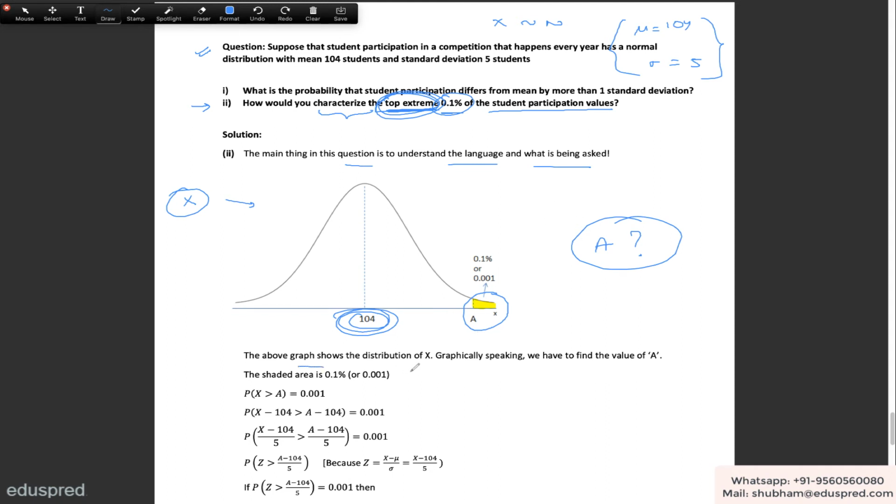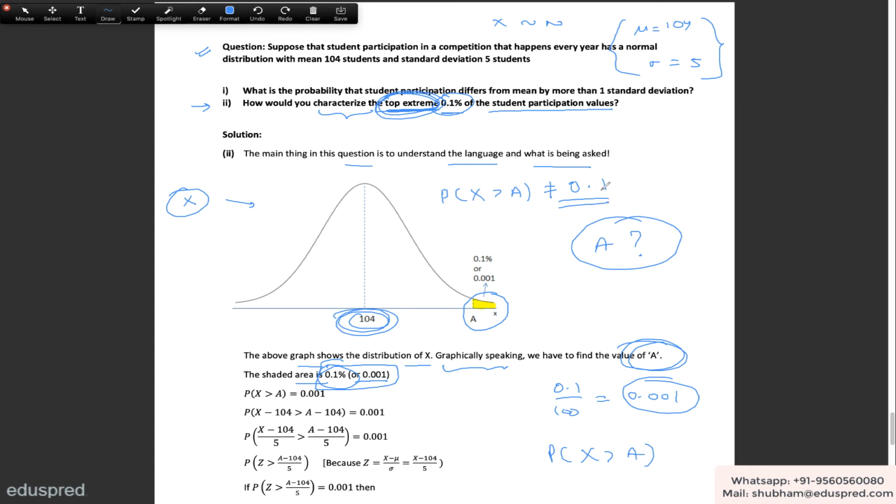So the above graph shows the distribution of x. Graphically speaking, we have to find the value of a. The shaded area that we have in this figure, this yellow area, is 0.1%, or if you want to write this in probability terms, then it's 0.001. Be very careful with this in the exam: the probability to the right of a is not equal to 0.1. It is equal to 0.001 because this area over here is 0.1%, and probability is written in decimals. So if you convert 0.1% into decimals, you get 0.1 divided by 100, which is equal to 0.001. So the probability that x is greater than a is not equal to 0.1, because that's in terms of percent.